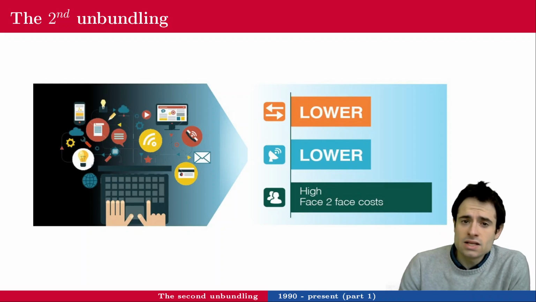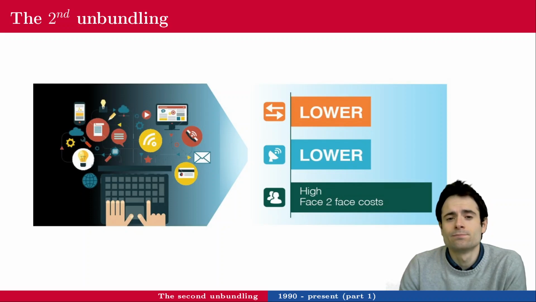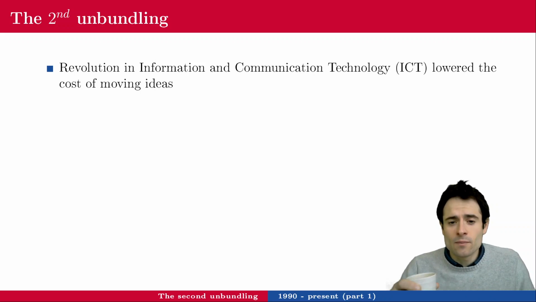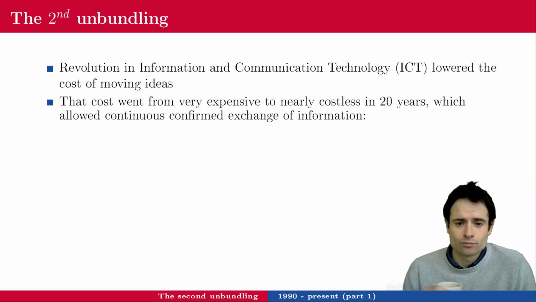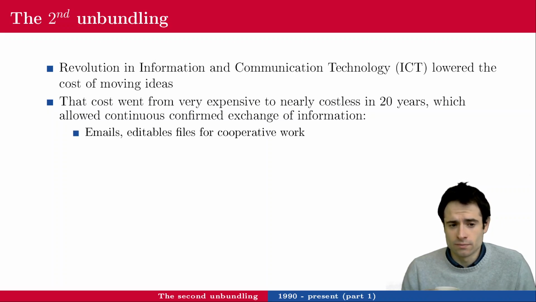In the 1990s, the communication costs decreased sharply, and this is what triggered the second unbundling. ICTs, information and communication technology, lowered the cost of moving ideas. This cost went from very expensive to nearly costless in 20 years. And this allowed continuous exchange of information.